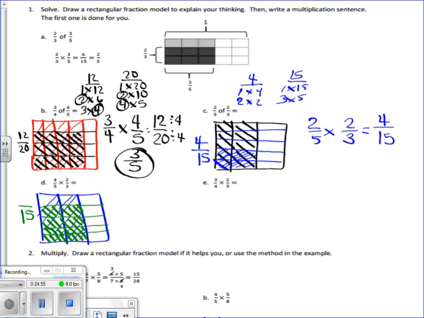So 1, 2, 3, 4, 5, 6, 7, 8. Whatever makes an 8 will be 1 and 8, 2 times 4, 3 doesn't go. And then 15 is 1 and 15. 2 doesn't go. 3 and 5. 4 doesn't go. And then there's 5. So nothing shares, so it doesn't simplify. 4/5 times 2/3. 4 times 2 is 8. 5 times 3 is 15. And there that is.